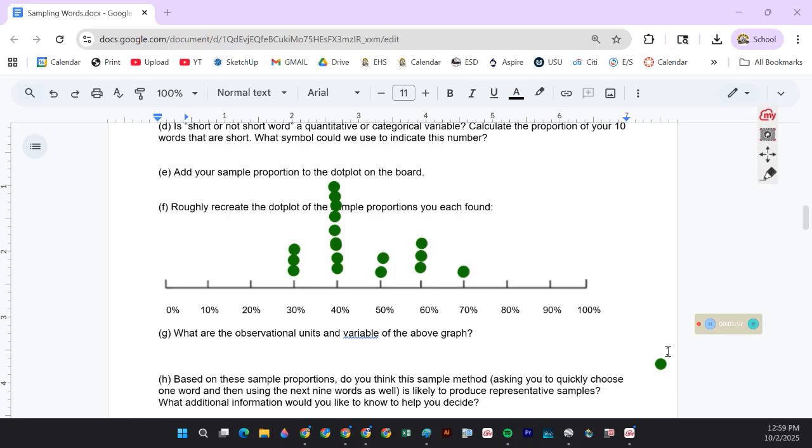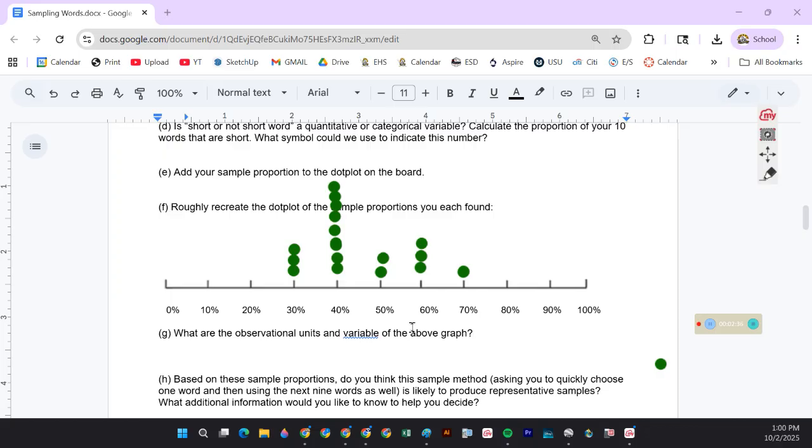All right, this is all the data from the class. So what are the observational units for this sample? What are we looking at? We're looking at words. And what is the variable? Our variable has to do with the number of letters, but it's actually short word or long word. So this histogram is a representation of how many short words were in each class member's sample.